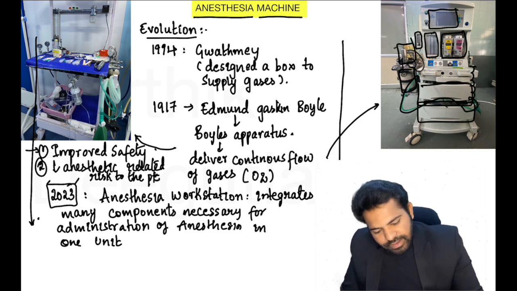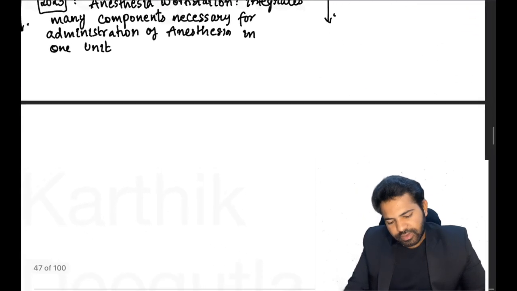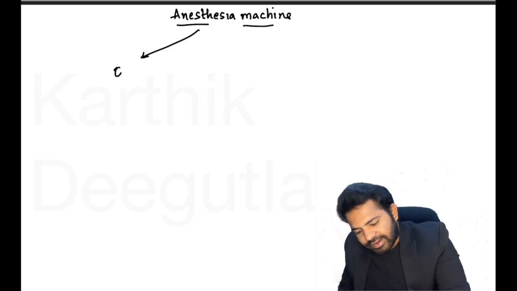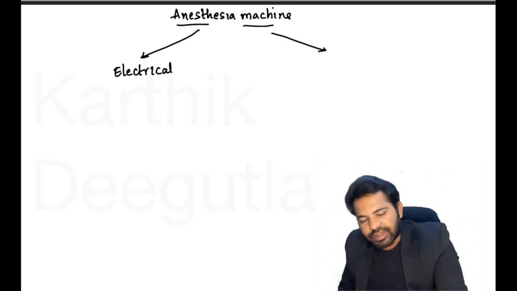Alright, now moving on. Now that we have learned about the evolution of the anesthesia machine, let us learn about the components of the anesthesia machine. So what are the components of the anesthesia machine? Any anesthesia machine will have two major types of components. One is electrical components and the other one is pneumatic components.